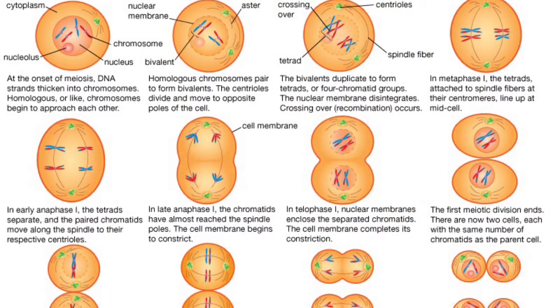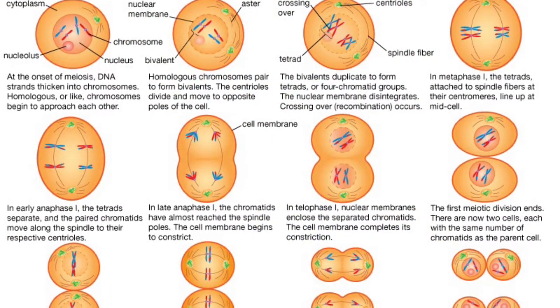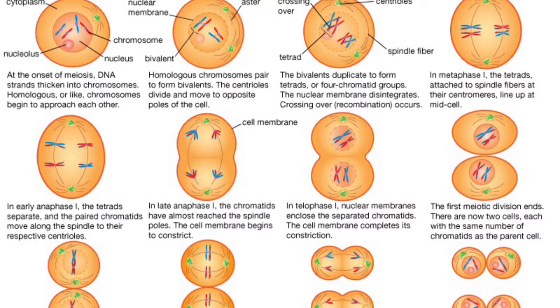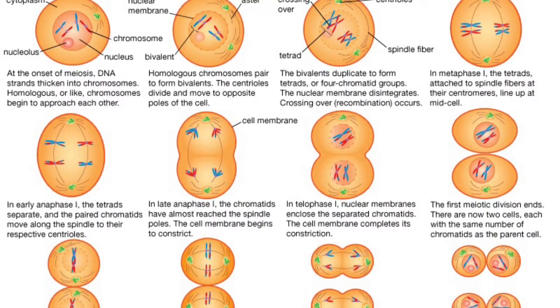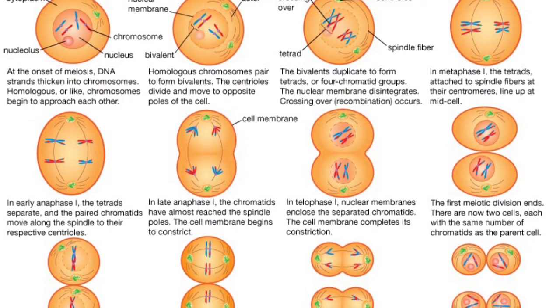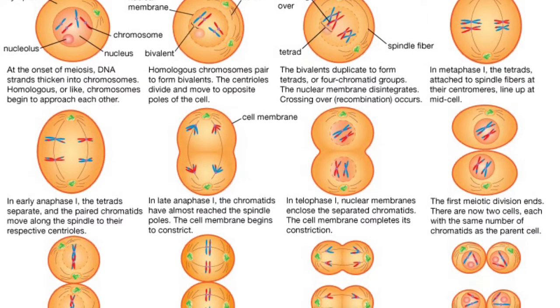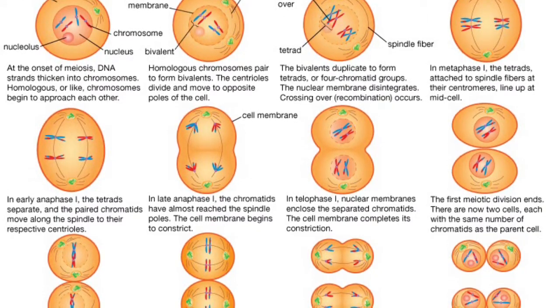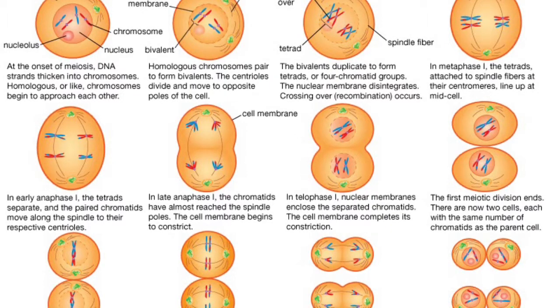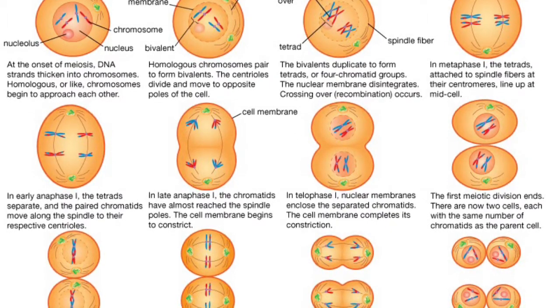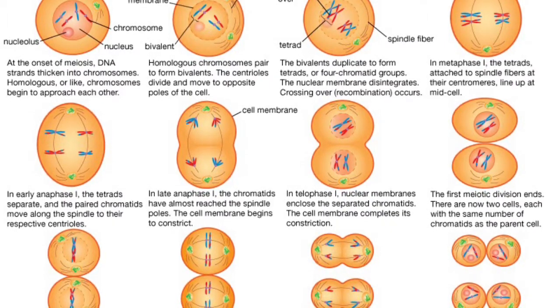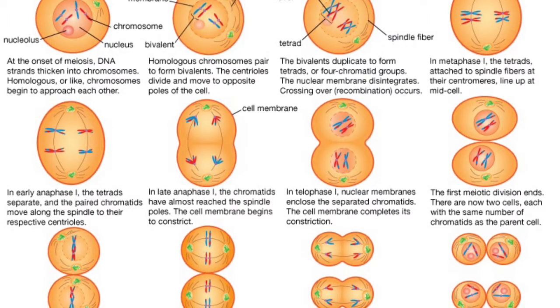At the onset of meiosis, DNA strands thicken to chromosomes. Homologous, or like, chromosomes begin to approach each other. Homologous chromosomes pair to form bivalents. The centrioles divide and move to the opposite sides of the cell. The bivalents duplicate to form tetrads, or four-chromatid groups.